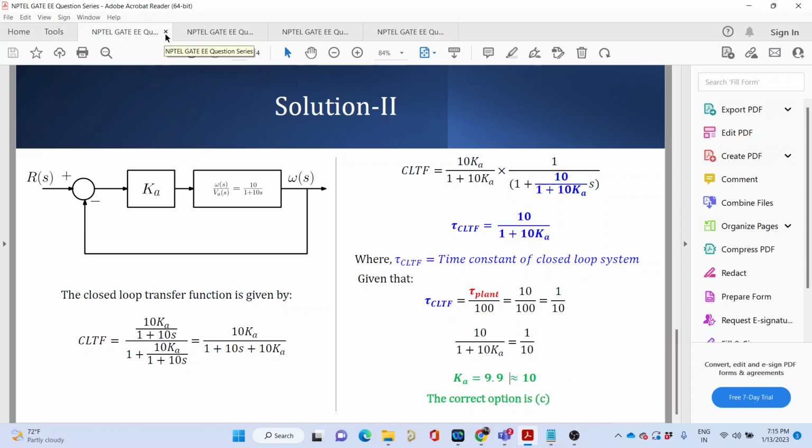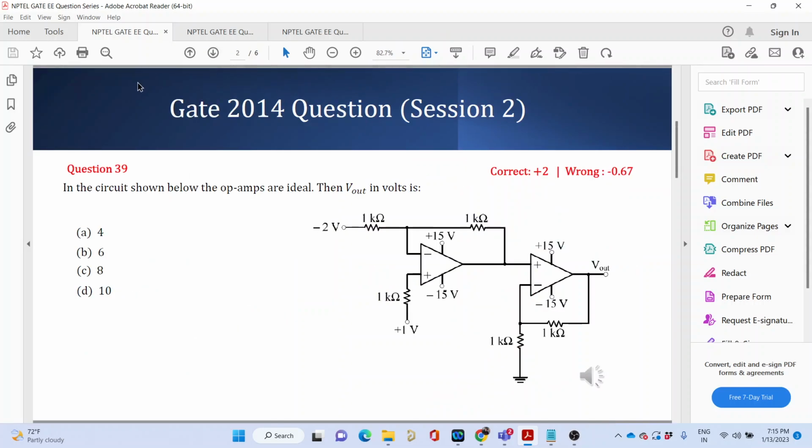Okay, then let us move on to the next question. Okay, so an op-amp circuit has been given to you, and you need to find the output, the voltage at this terminal. That is the output voltage, V out. So the input voltage is minus 2 volt. This is plus 1 volt applied to the positive terminal, and you need to find V out.